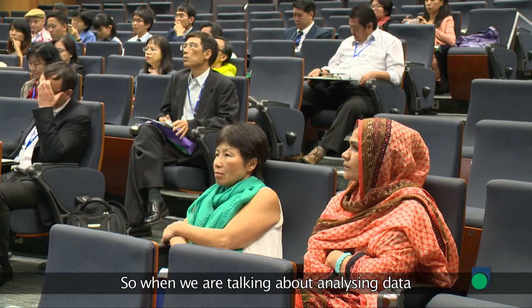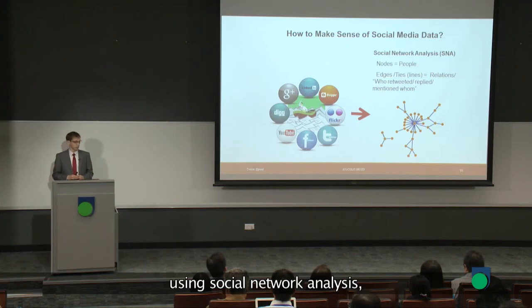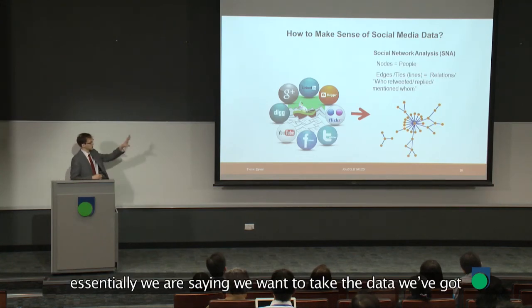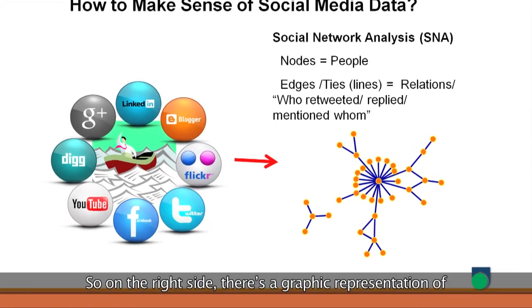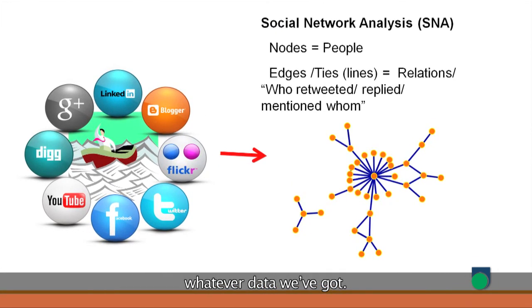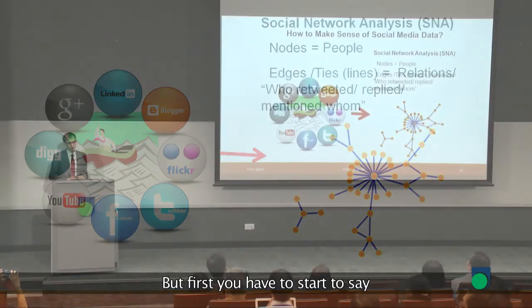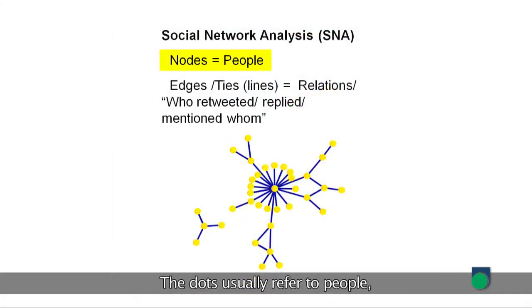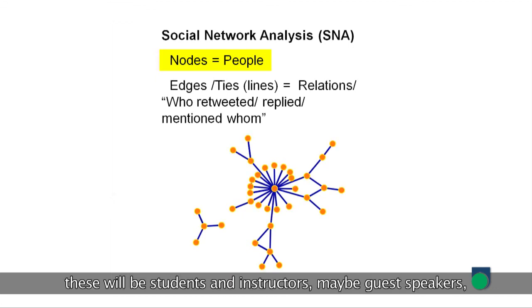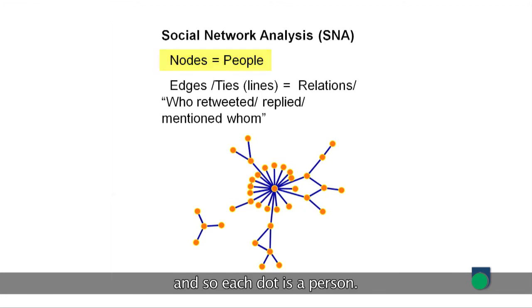So when we're talking about analyzing data using social network analysis, essentially we're saying we want to take the data we got and represent it as a graph. On the right side is a graph representation of whatever data we got. The graph can represent a lot of different things. But first you have to say what each dot in that graph means in that network. The dots usually refer to people, and if we study online classes, these would be your students and instructors, maybe guest speakers, and so each dot is a person.